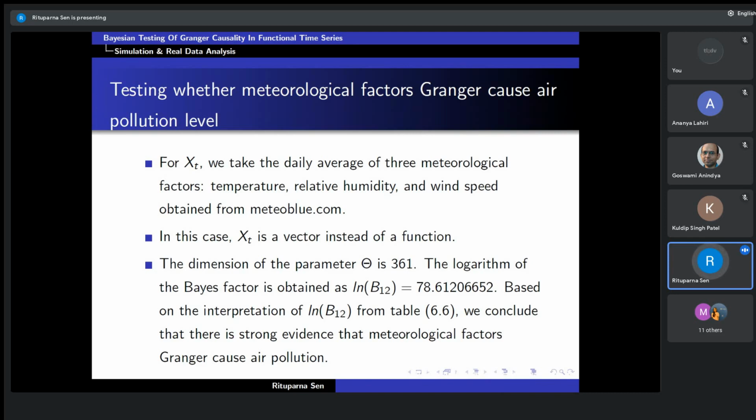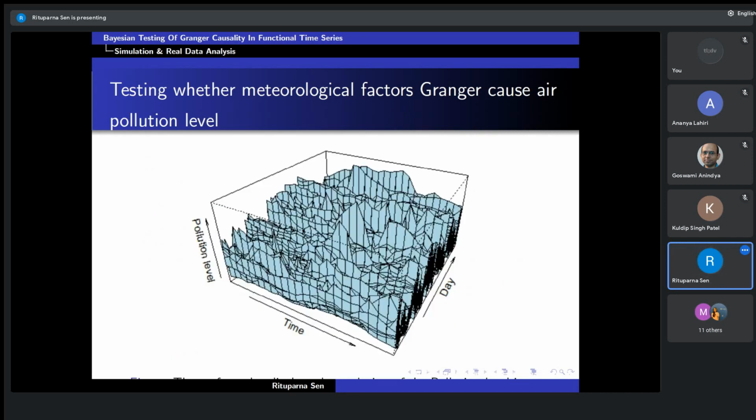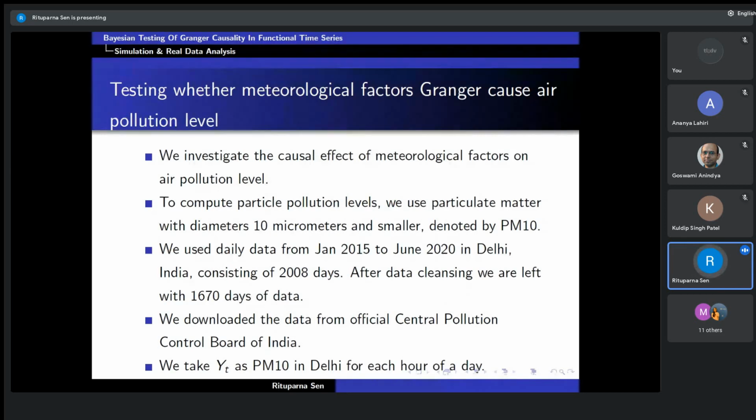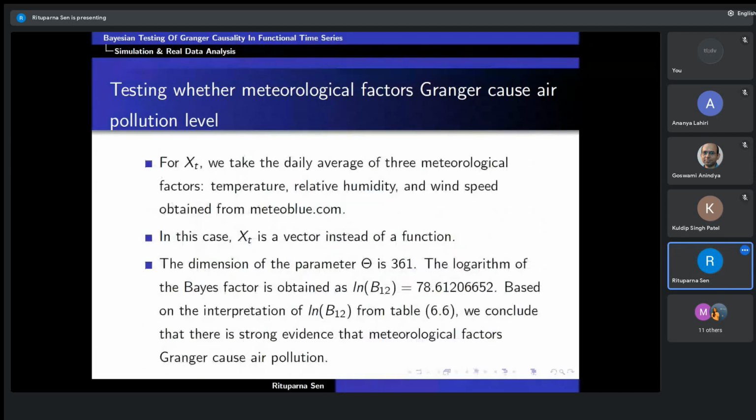But that is okay. All the things that we have done, in fact, they become simpler when we have xt as a vector. But the y is still a function. So we have to go through all the functional data machinery. But it is a little simpler because x is itself a vector. And for this data set, the parameter dimension was 361. And we had data for 1670 days. And in this case, the logarithm of the base factor was obtained to be 78.